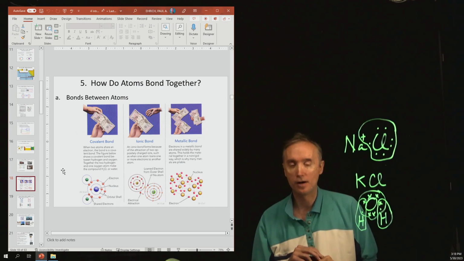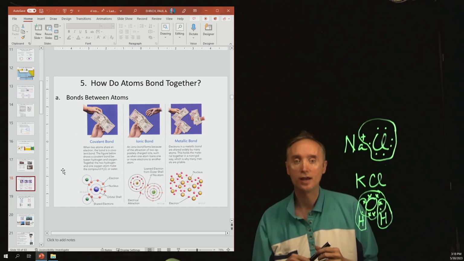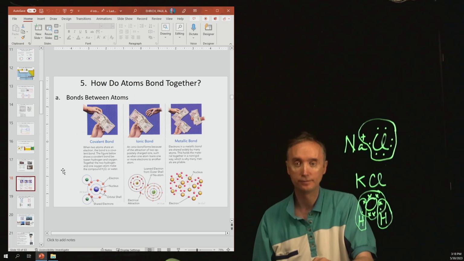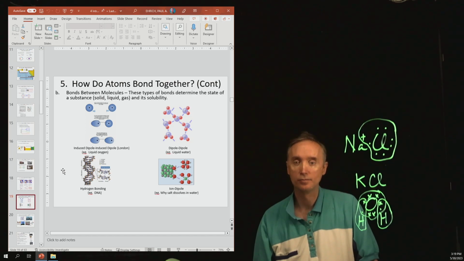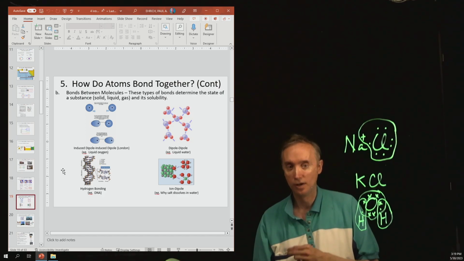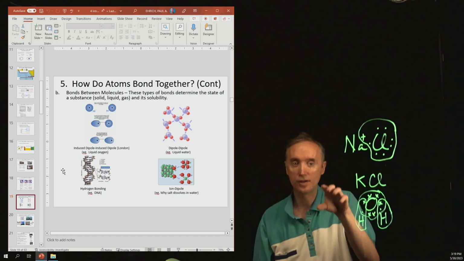They're sharing them, so it's a covalent bond. And then the third kind of bond only happens in metals. This is where you have the sharing of trillions and trillions of electrons between the metal ions. And so that's called a metallic bond. Okay, so let's take a look at this. How do atoms bond together? There were only 2 of these that you needed to know for the exam, and it's the 2 that are in the right-hand column.